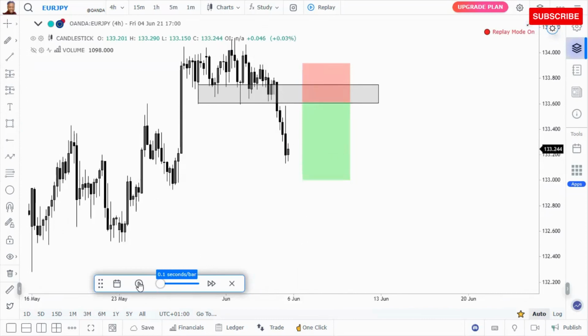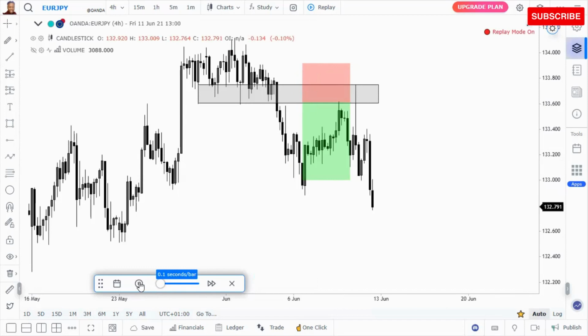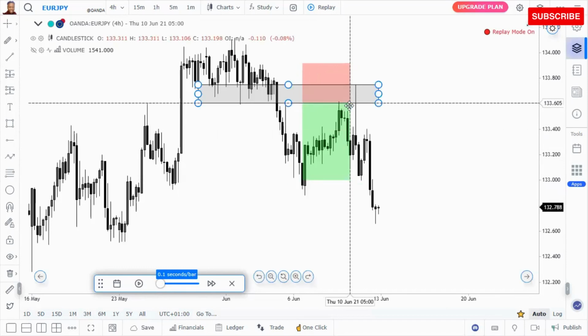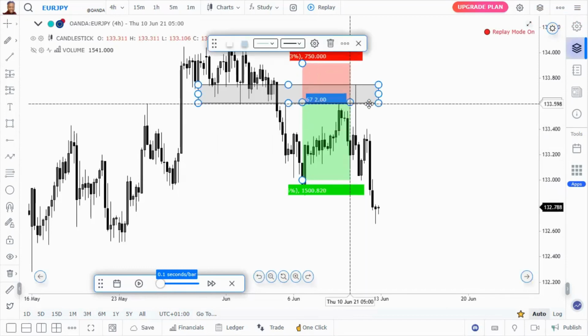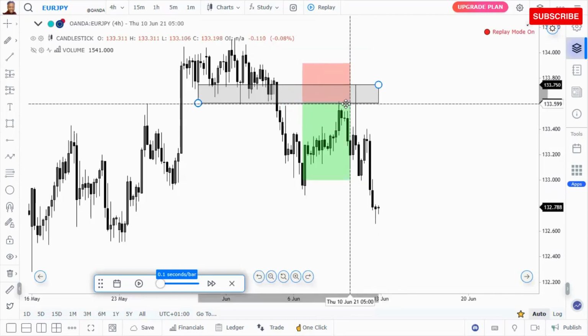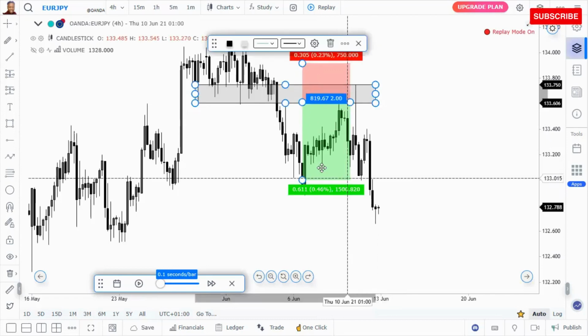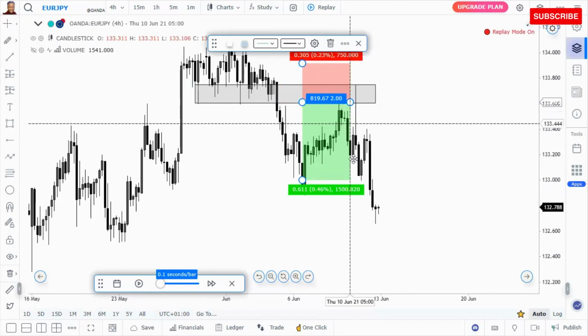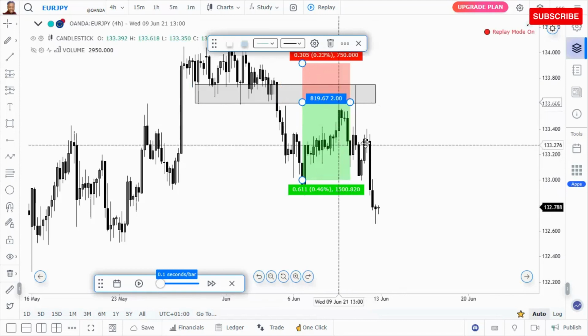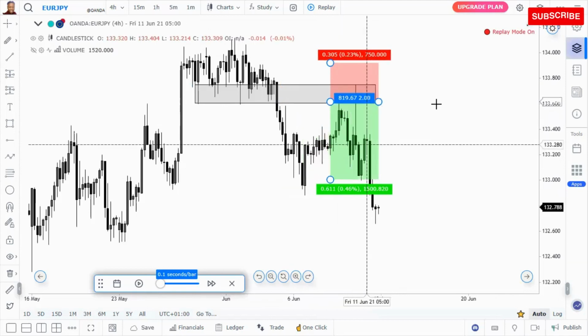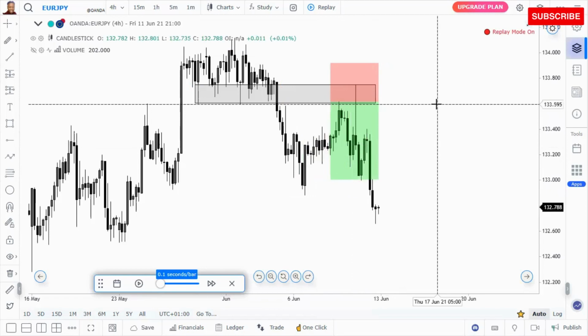Sweet. Hopefully I get tagged in. I am in. Play price. Good. I'm out. Oh my bad. This platform is terrible. I cannot even move this thing. Okay, let me just do it like this. Nice. Beautiful. You can see that that's another winning trade there.